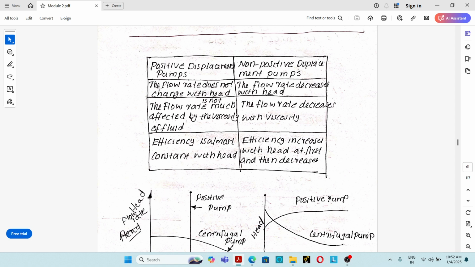Once more: the flow rate does not change with the head. The flow rate decreases with the head. Flow rate is not much affected by the viscosity of the fluid. Flow rate decreases with viscosity. Efficiency is almost constant with the head. Efficiency increases with the head at first and then decreases.